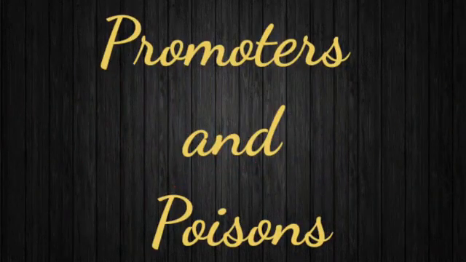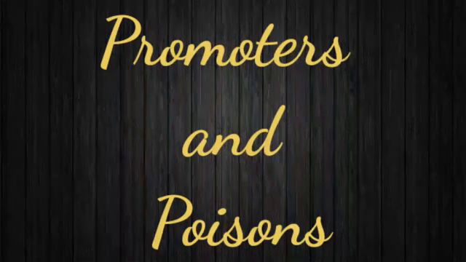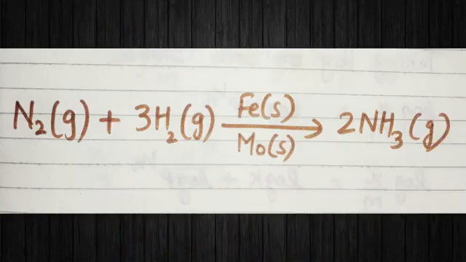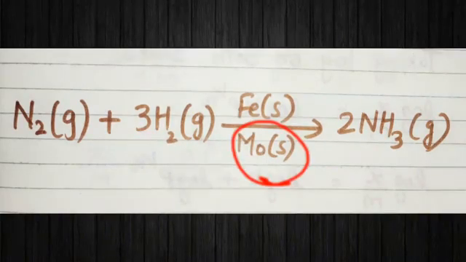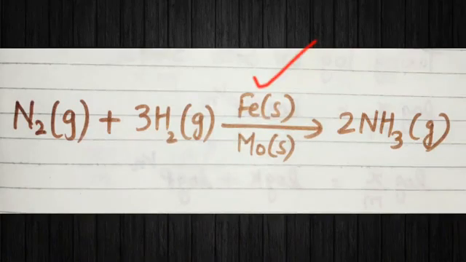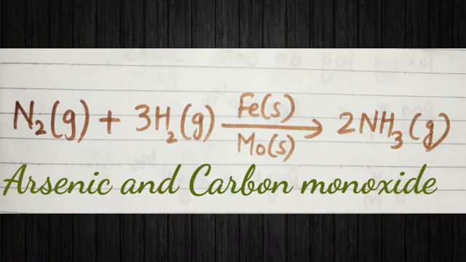Students, there are two terms. One is promoters and second one is poisons. Promoters are the substances that enhance the activity of catalyst, while poison decreases the activity of catalyst. For example, in Haber's process for manufacture of ammonia, molybdenum acts as a promoter for iron, which is used as a catalyst. And arsenic and carbon monoxide are the substances which can act as catalytic poisons.